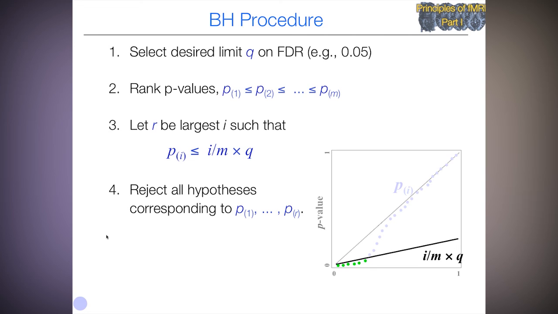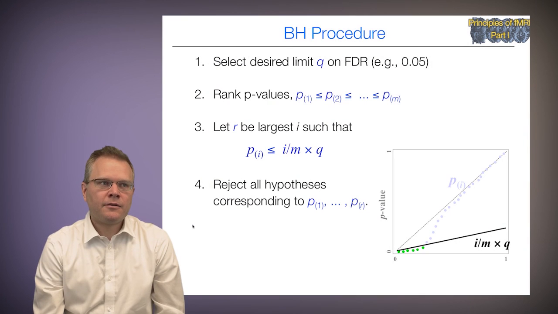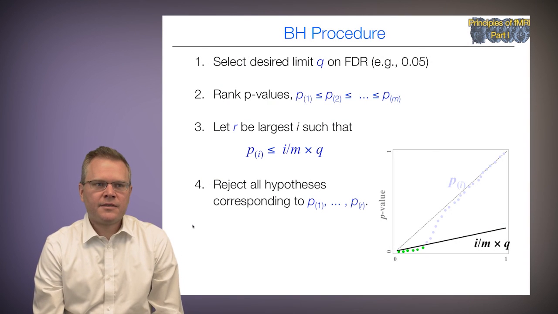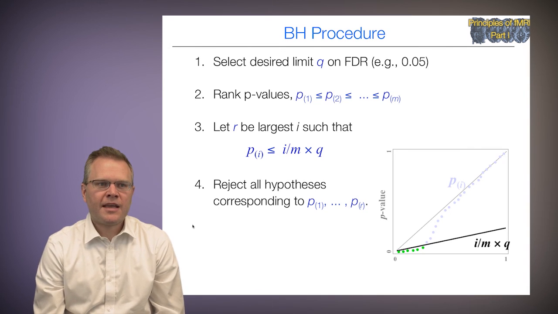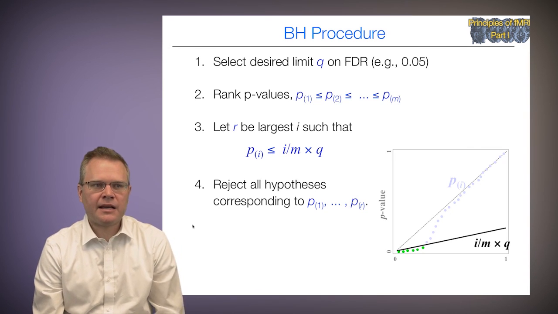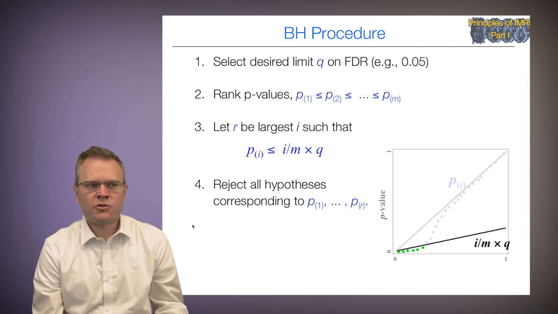This i over m times Q is just a straight line that goes from 0 to Q. In this case we're going to get a straight line, and this is the black line we see in this little cartoon here. Anything that's below that black line is going to be deemed active, and anything above is not active. So the active voxels are those hypotheses we're going to reject: all the hypotheses whose corresponding p-values are between p(1) and p(r).